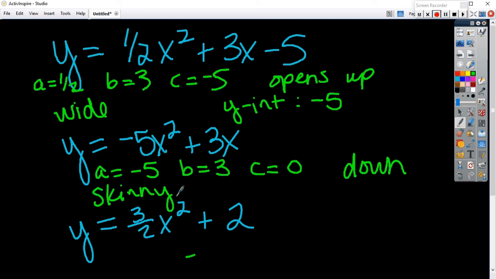What about the y-intercept? 0. Good job. I thought you said if it was below 1, it was... But don't look at the negative. Okay? Don't look at the negative because that's up or down. Just look at the number without the negative.